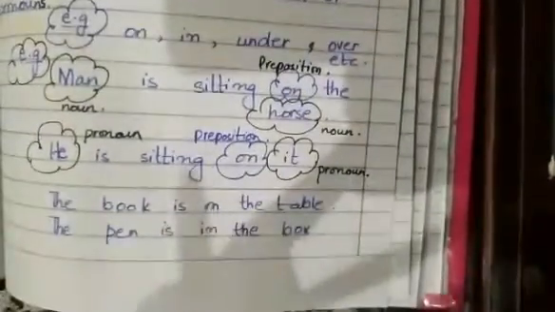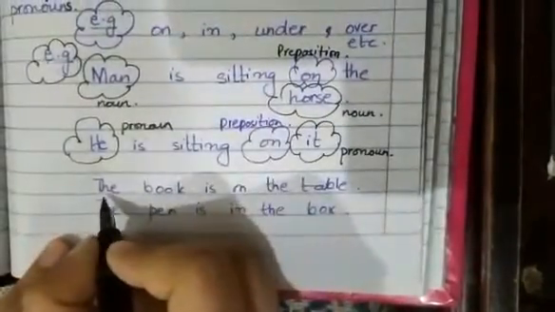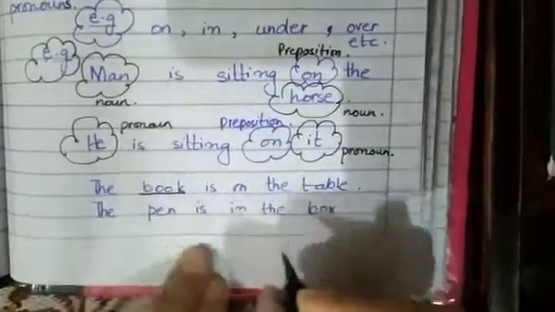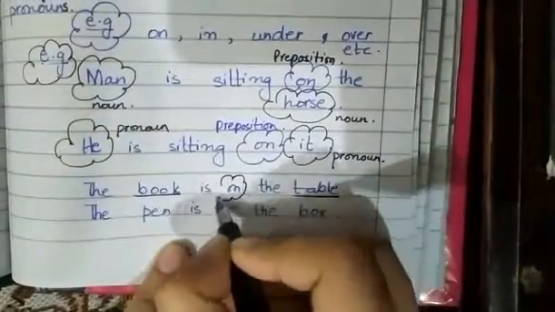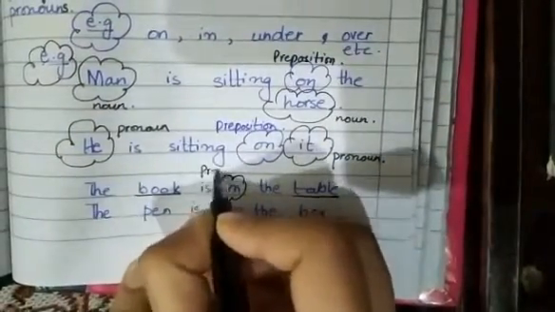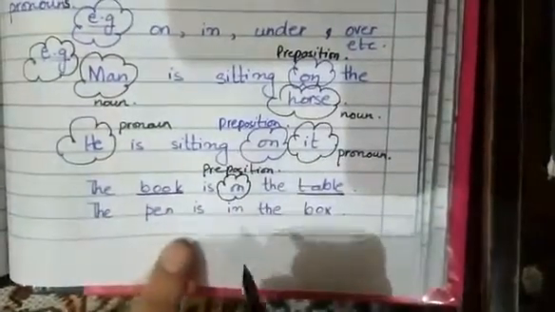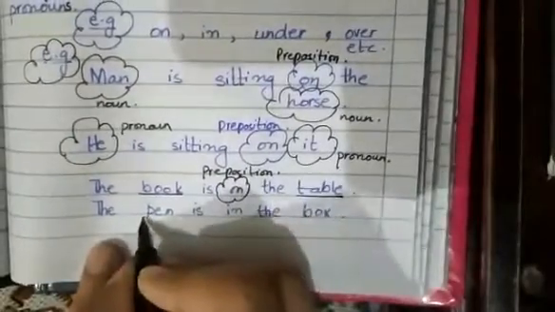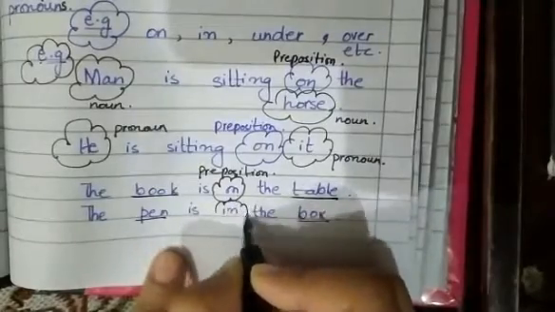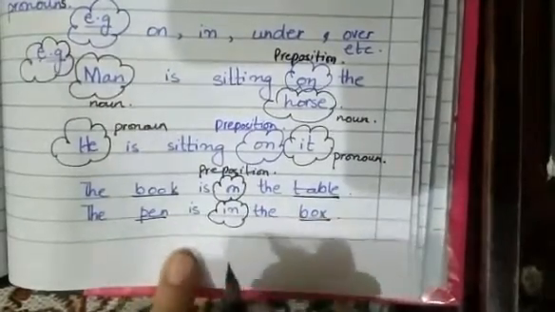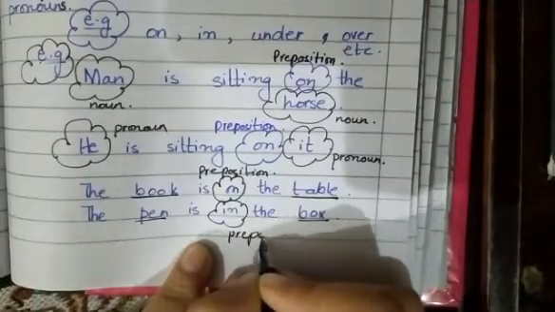Next, let us see. The book is on the table. What is the book? It is the noun. Table is the noun. And where is the book? On the table. On is the preposition. Okay. The pen is in the box. Pen is the noun. Box is the noun. And where is the pen? Which word is telling us the position of the pen? In the box. In is the preposition. Okay.